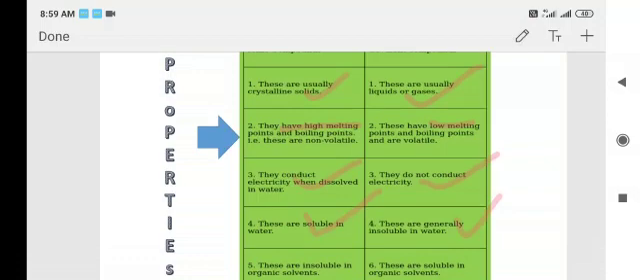And the last point, ionic compounds are insoluble in organic solvents, and covalent compounds are soluble in organic solvents. So I have clearly placed all the important points on the screen. So please seriously learn all these points by heart.